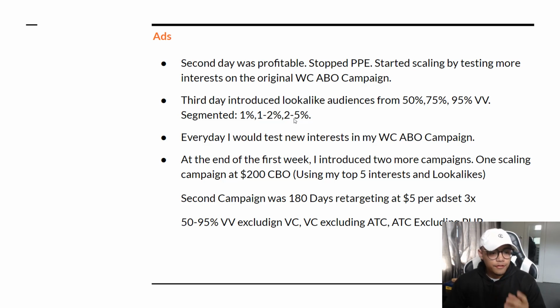At the end of the first week, I introduced 2 more campaigns. One scaling campaign at $200 CBO using my top 5 interests and lookalikes. So basically, I split them into 2 different kinds of campaigns, top 5 interests and top 5 lookalikes. Second campaign was 180 days retargeting at $5 per ad set.